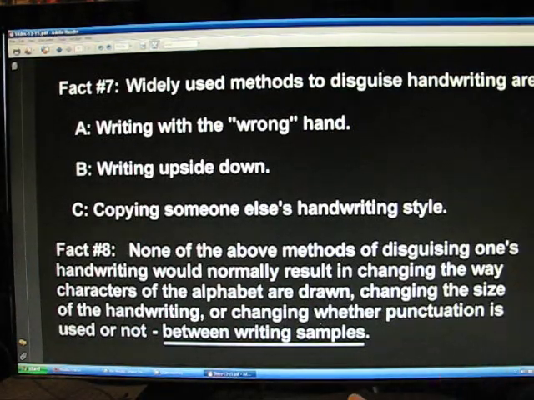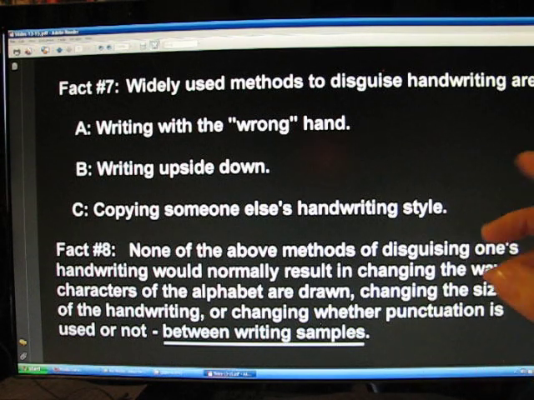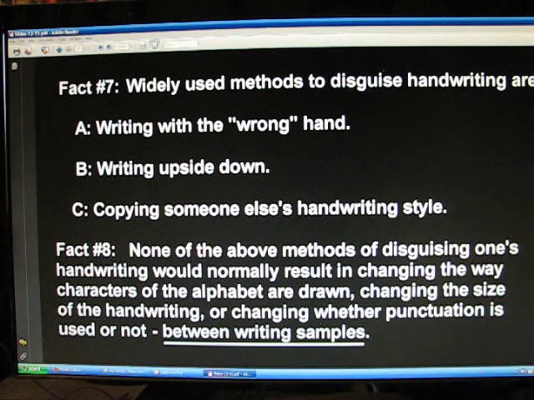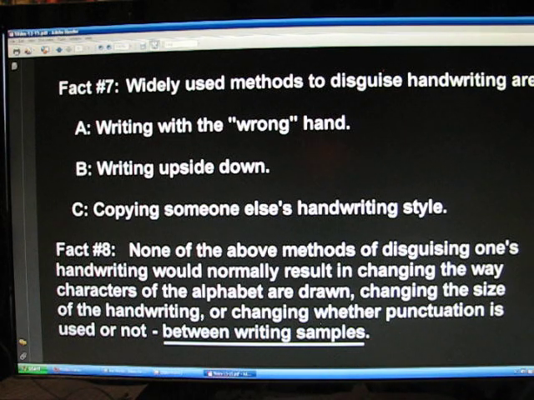Also, fact number 7: widely used methods to disguise handwriting are writing with the wrong hand, that is, writing with the right hand when you're left-handed, or writing with the left hand when you're right-handed, writing upside down, or copying someone else's handwriting. Fact number 8: none of the above methods of disguising one's handwriting would normally result in changing the way characters of the alphabet are drawn in the same handwriting sample, or changing the size of the handwriting, or changing whether punctuation is used or not between handwriting samples of the same time.